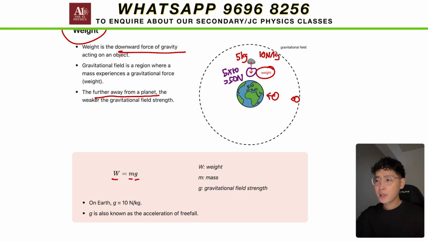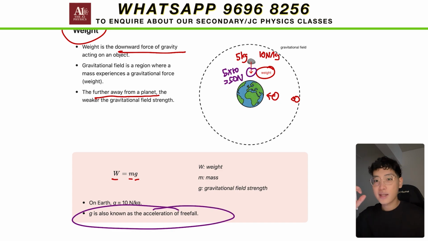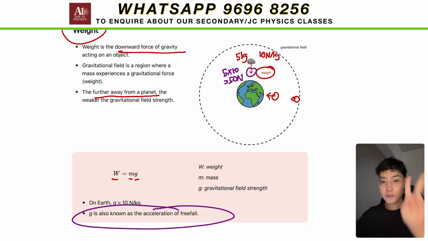One very common number that you need to memorize is 10 newtons per kg. On Earth, we can take the gravitational field strength to be 10 newtons per kg. This one is just a number that you've got to memorize. Now, this 10 newtons per kg is also known as the acceleration of free fall. This is more of a kinematics concept, which is the next chapter. But just take note, g has two different meanings. Number one is the gravitational field strength. Number two is the acceleration of free fall.